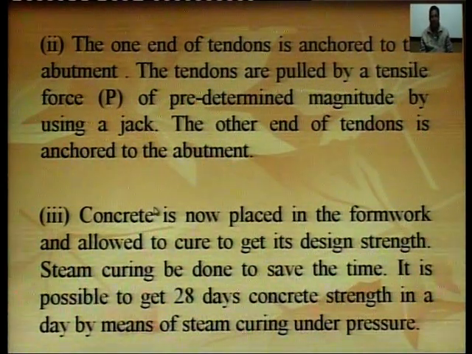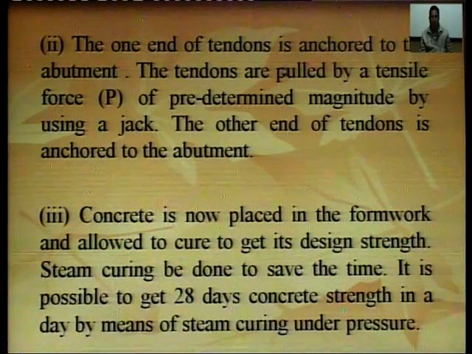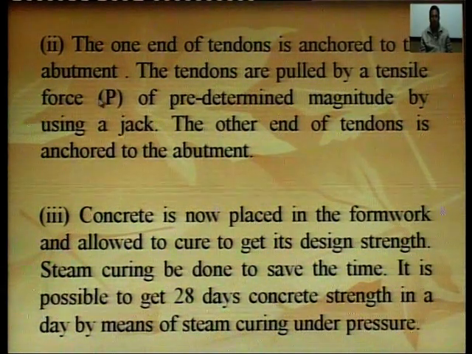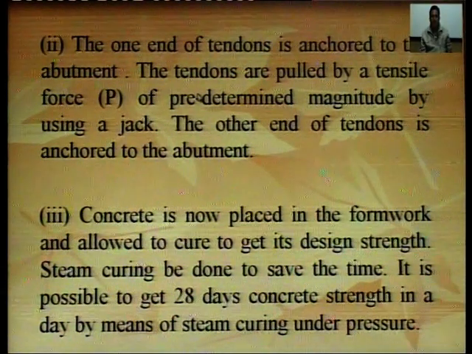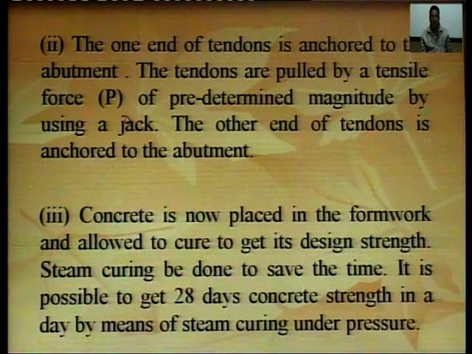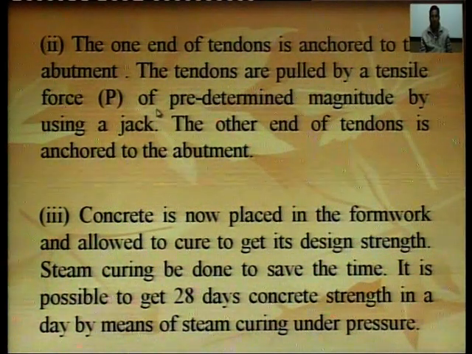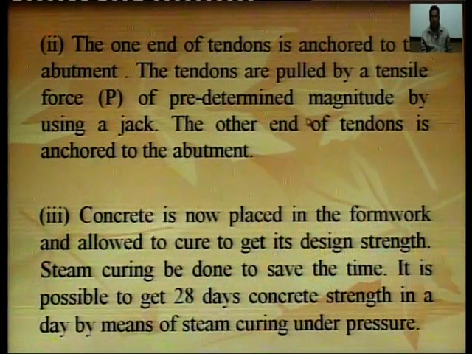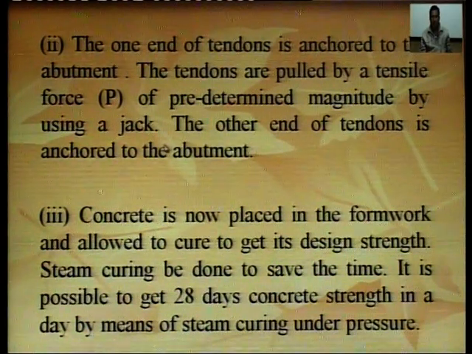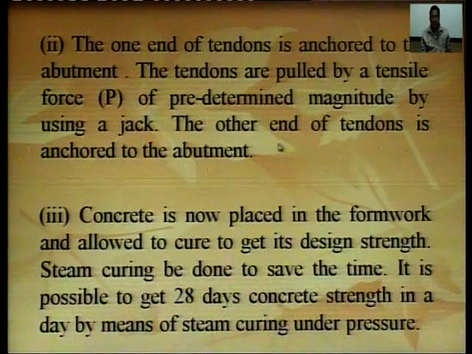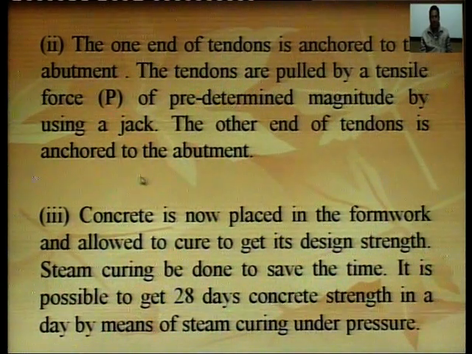Second step, one end of the tendon is anchored to the abutment. The tendon is pulled by a tensile force P of predetermined magnitude by using a jack. The other end of the tendon is anchored to the abutment.